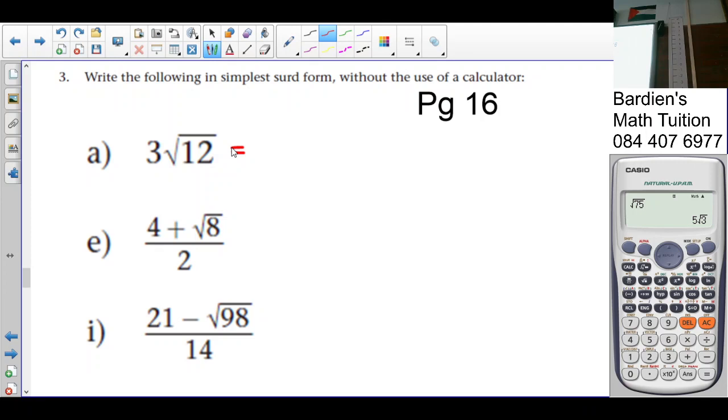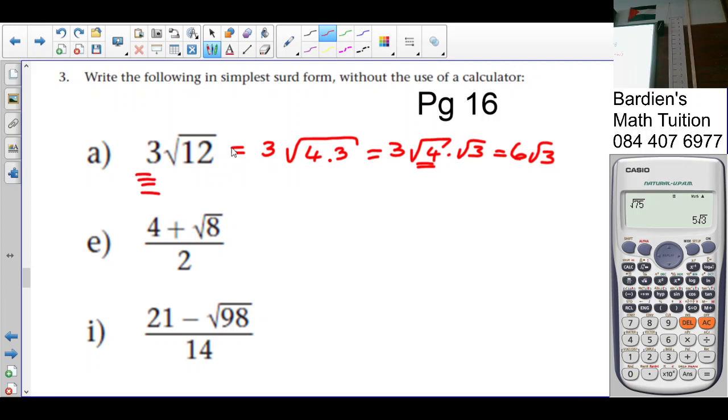The first one can be written as 3 times root 12, and 12 can be broken up into 4 times 3. So that can be written as 3 root 4 times root 3. What's the square root of 4? 2. And 2 times 3 is 6 root 3. Okay, you look over that. Don't forget you're writing one below the other. Just because of space here, I'm writing it like that.